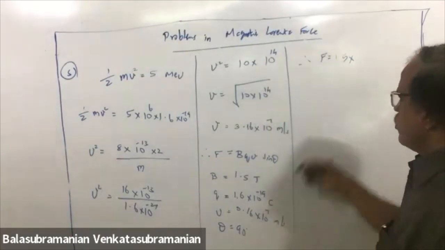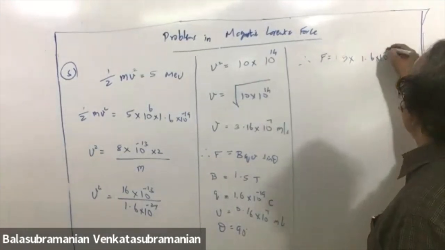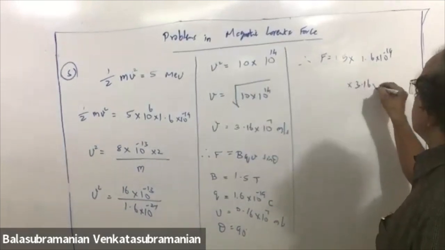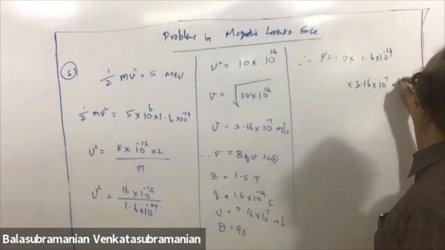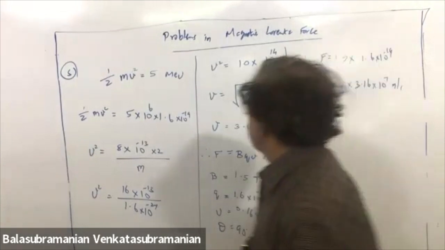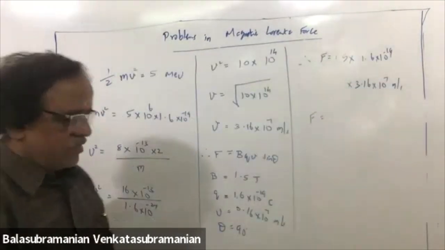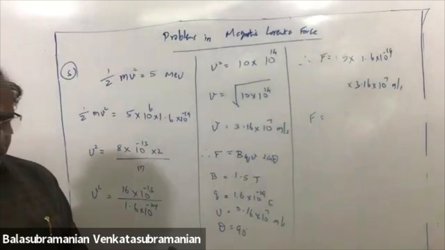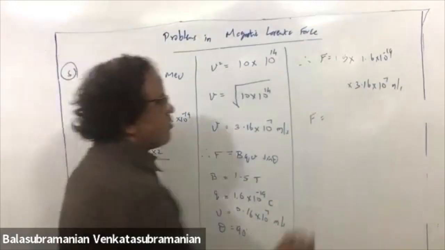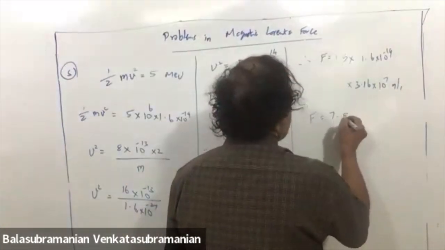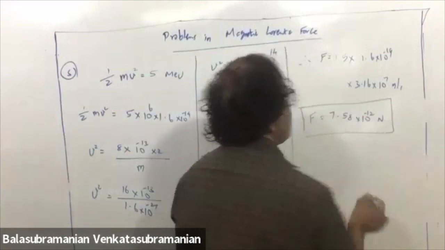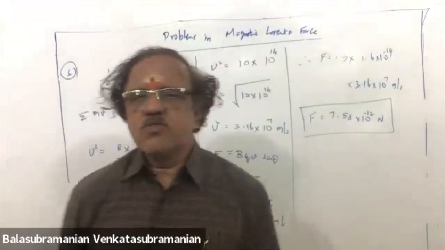Next, Q is 1.6 into 10 power minus 19. Velocity 3.16 into 10 power 7 meter per second. You are getting the answer 7.58 into 10 power minus 12 Newton. Very, very small force. So small.